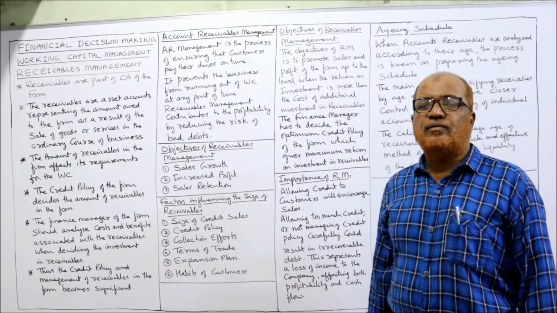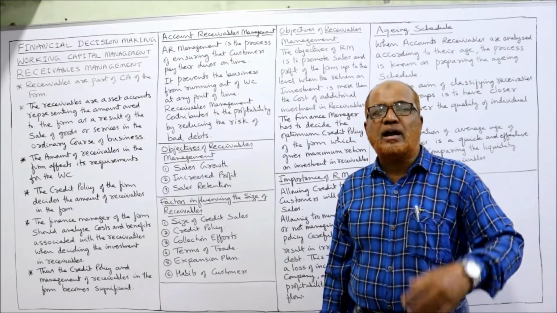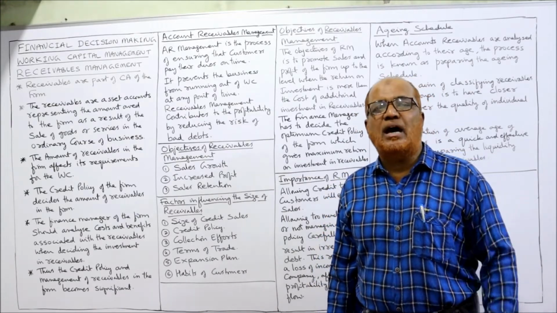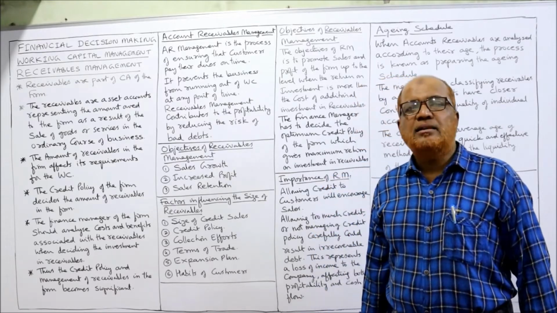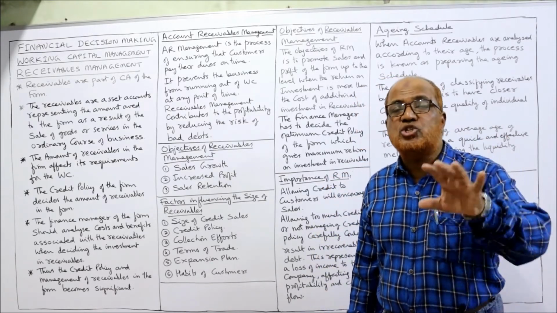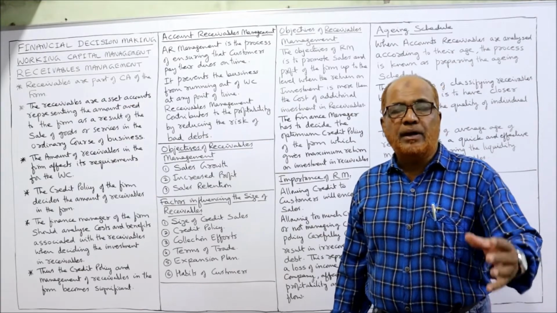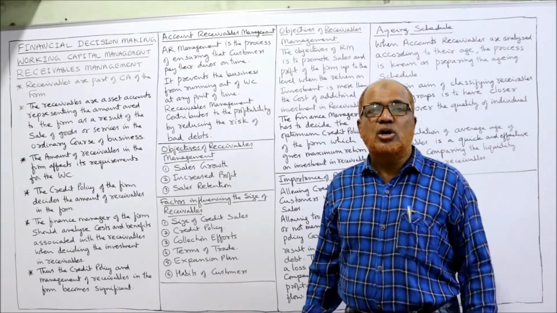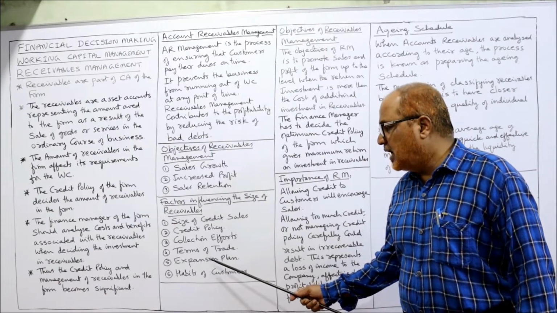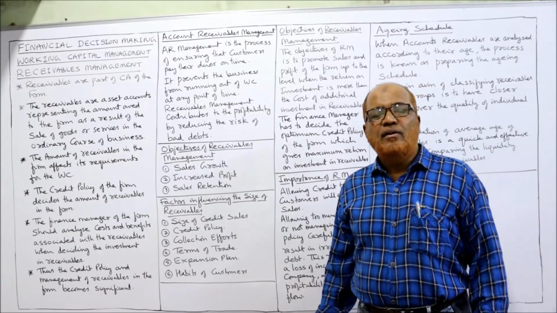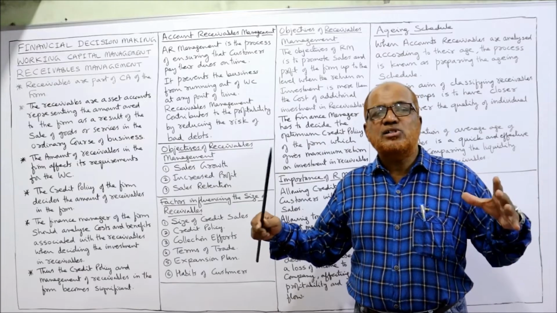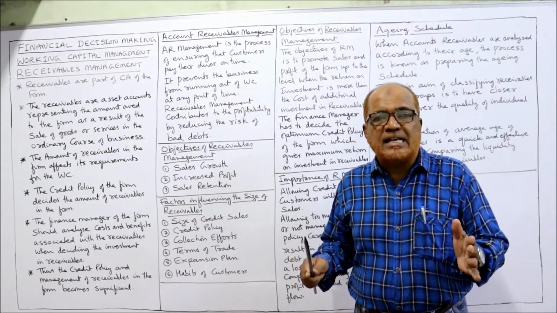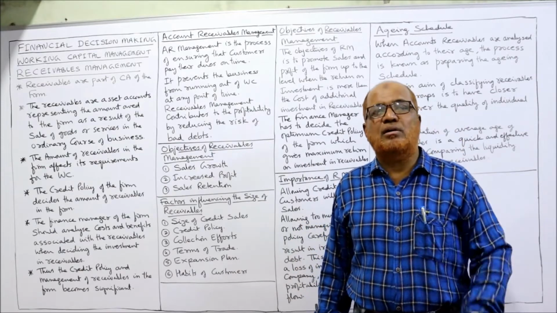Next one is terms of trade. How much discount are we allowing for early payment? Normally cash discount will be given if the customer pays the amount before the due date. Like that, different terms of trade. Interest will be charged on overdue. If the payment has become due but the customer has not paid, some interest will be charged. All these terms of trade must be there. Expansion plan. When the business wants to expand, first of all, if it is a new market, we should give more credit period. Once our business is established, we can reduce the credit period.